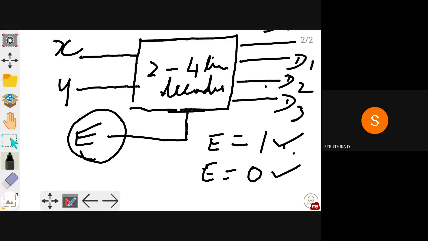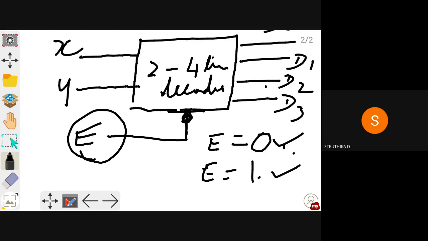Suppose you have a circle here, on the enable input. Then it will function in the opposite way. That is, if E is equal to 0, the decoder will be on, and if E is equal to 1, your circuit will be off. So is it clear? The enable input can be in either way.